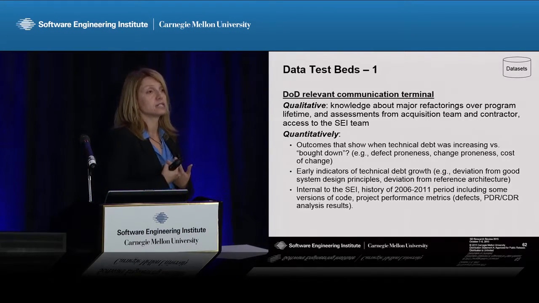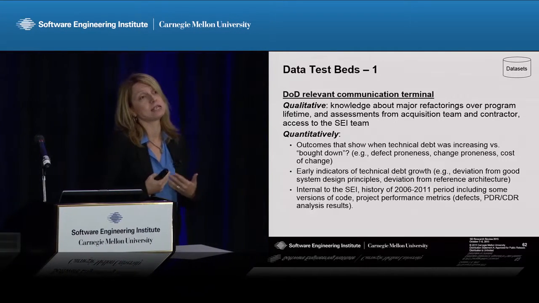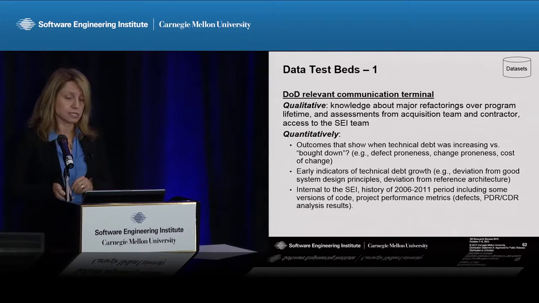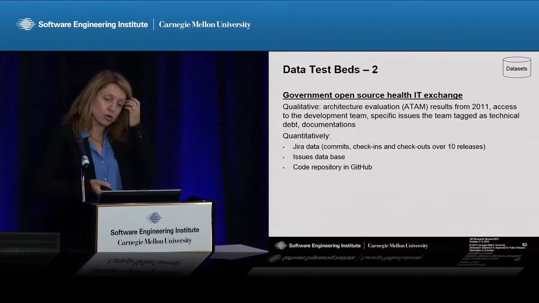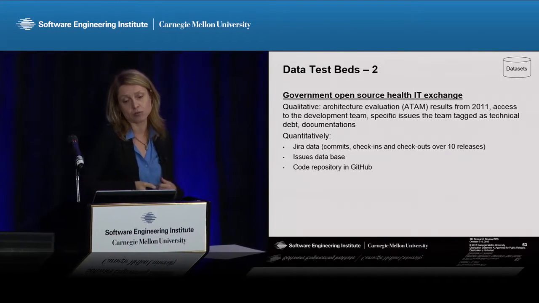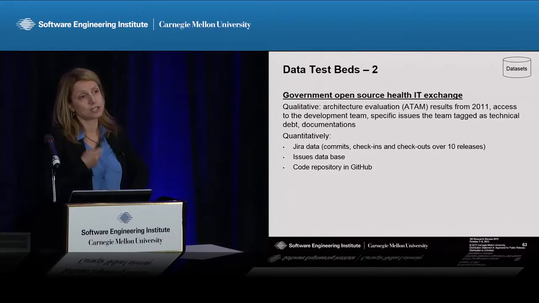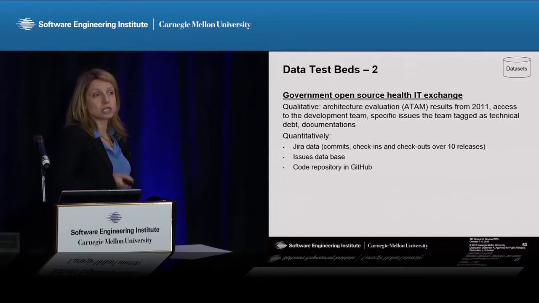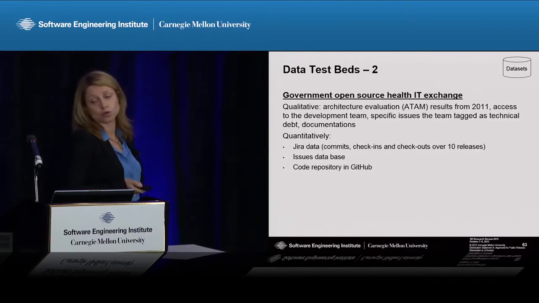The goal through this is to use these test beds and then to generalize and put it out there as examples where others can build on. And the other one is the Connect one that I mentioned. It's a government source for the Health IT Exchange, and we have similar data, especially the commits and the GEA database and the code repository.